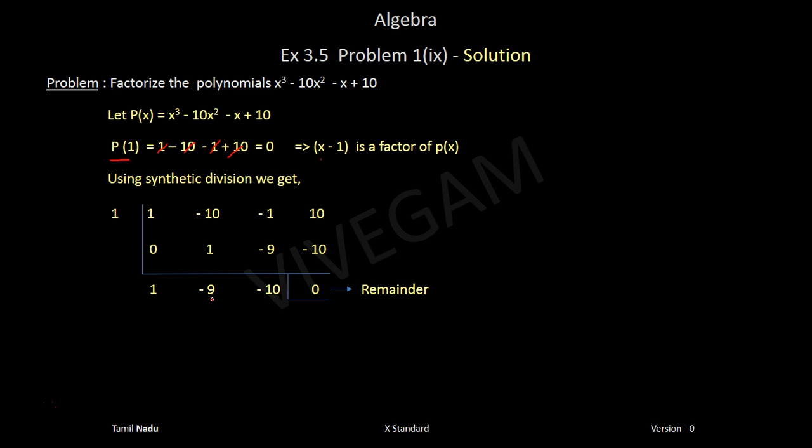So this is the constant, this is the coefficient of x, and this is x square. So the term is x square minus 9x minus 10. Now we need to factorize this.